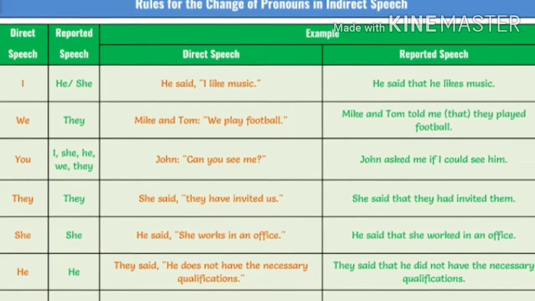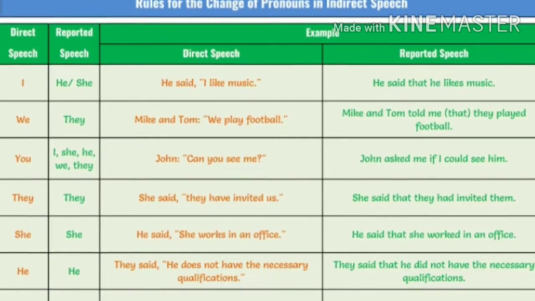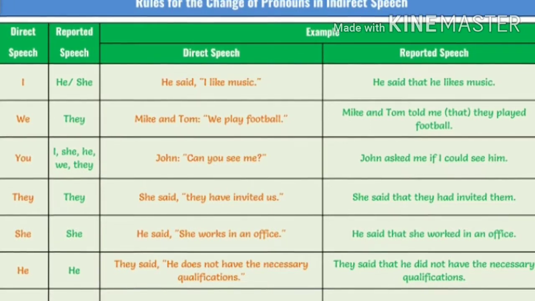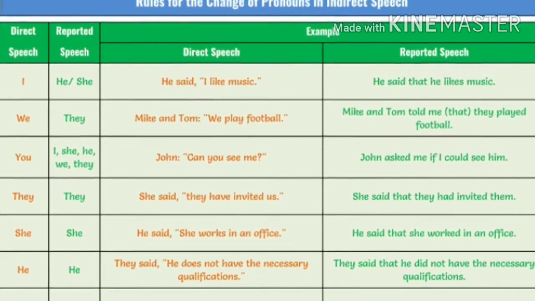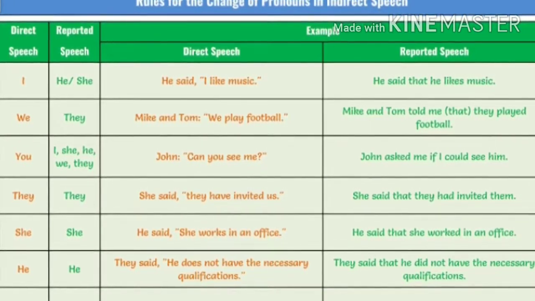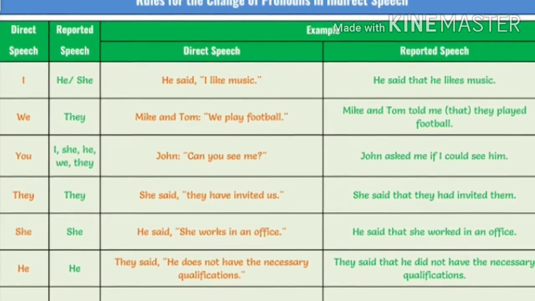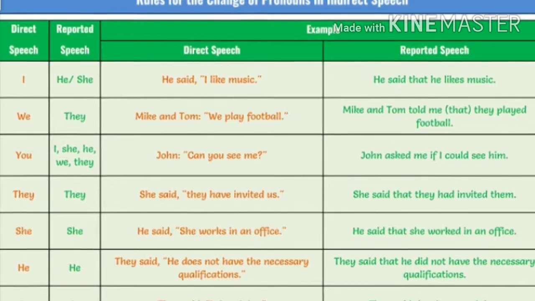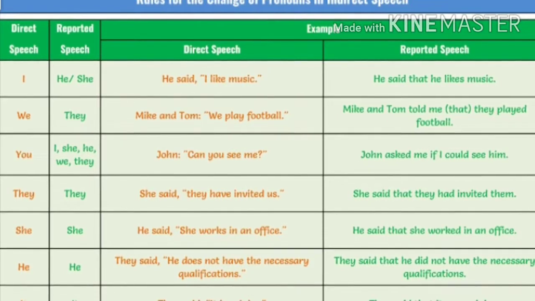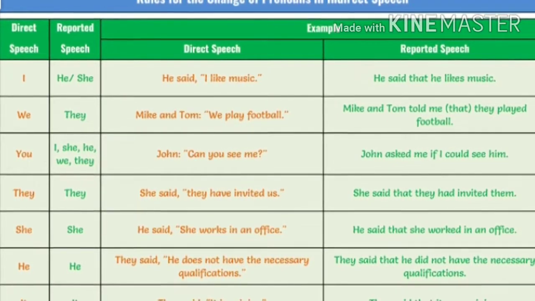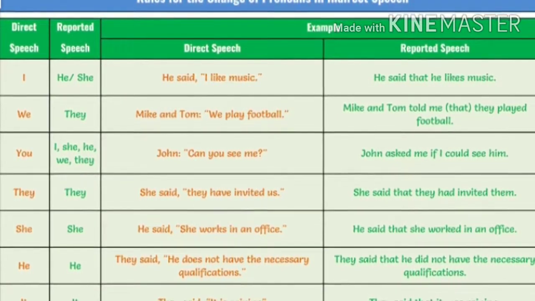Alright. If in your direct speech you is given, so its reported will be I, she, he, we, they according to the sentence. Alright, if for example in your direct speech it is given: John, can you see me? So its reported will be: John asked me if I could see him. Got it? John asked me if I could see him.